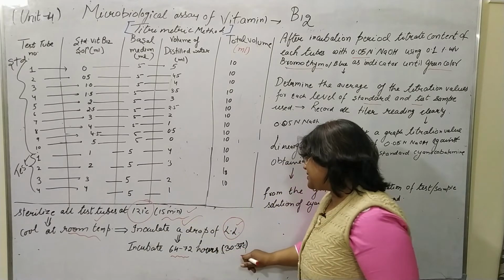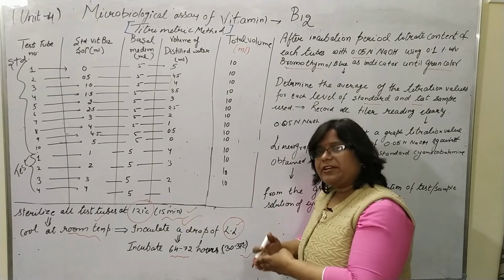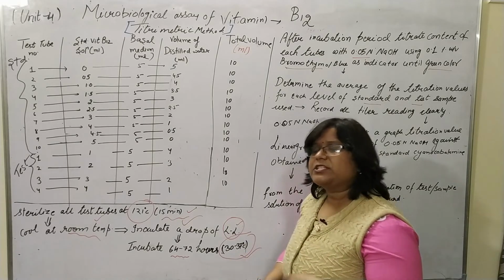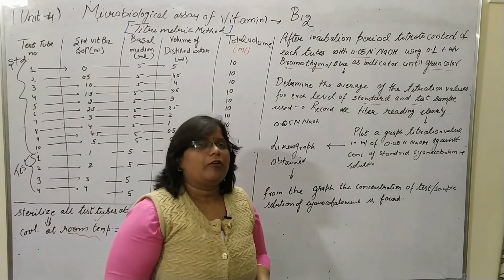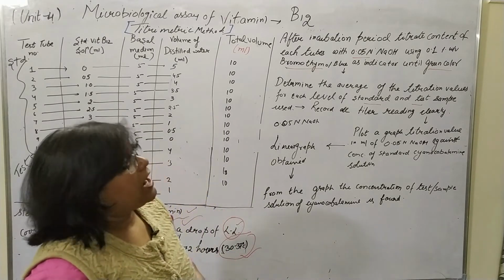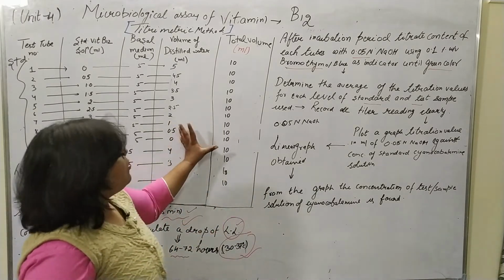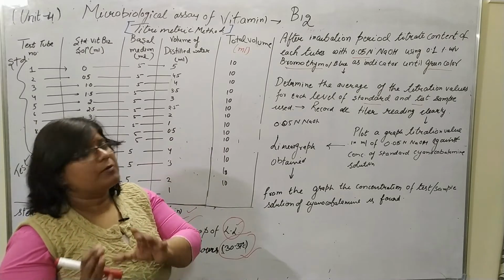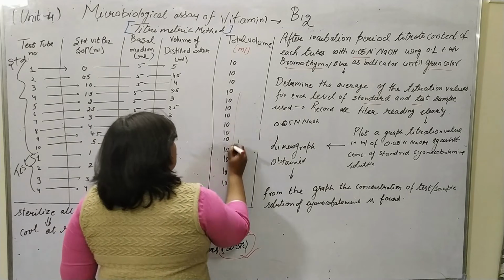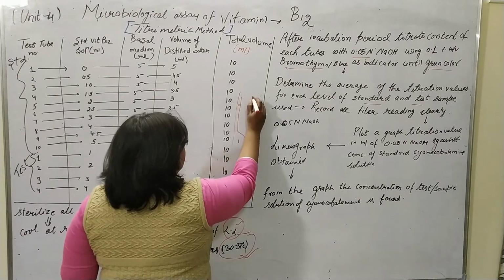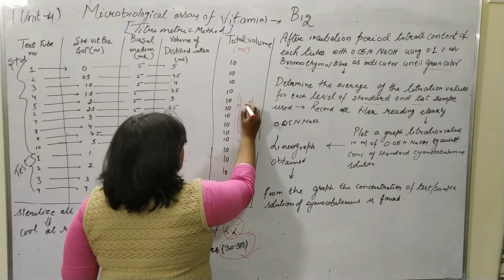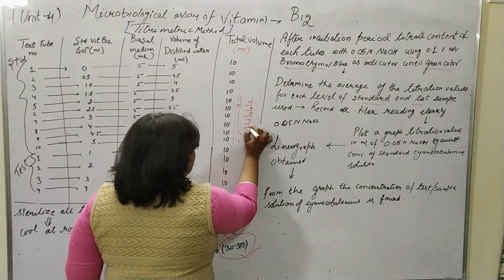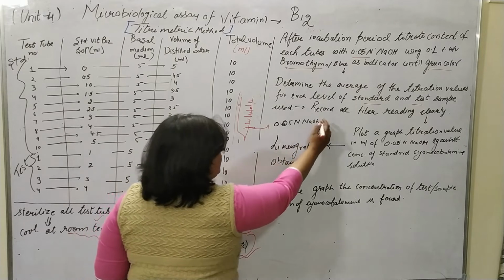Now incubate these test tubes for 62 to 72 hours at 30 to 37 degrees Celsius, which is the normal temperature for the growth of microorganism. Now after incubation, titrate all the test tubes with 0.05 normal NaOH. In the lab, I think you have seen the burette preparation. In that you will take the 0.05 normal NaOH.